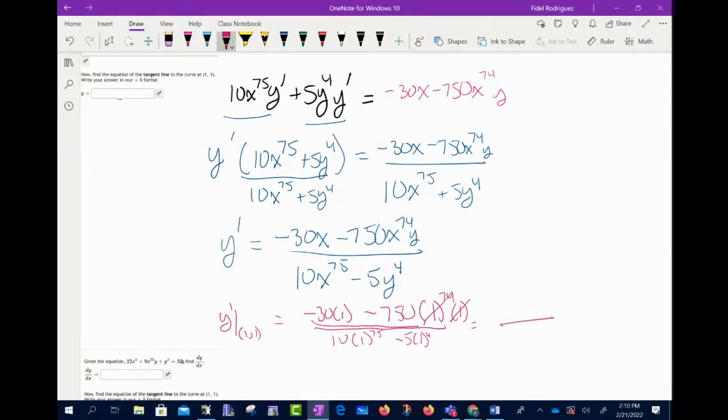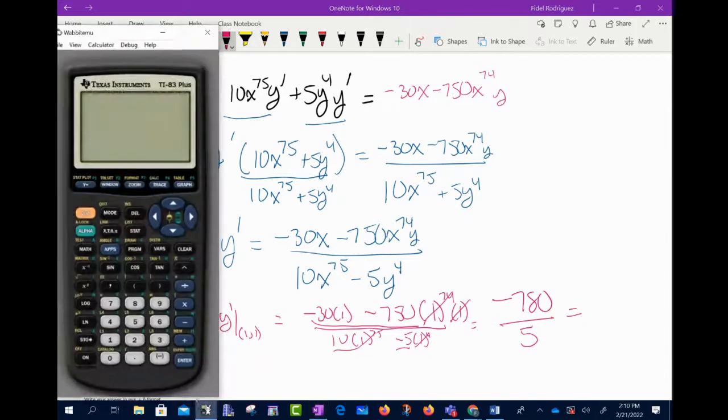Minus 750, wouldn't that be a negative 780, right? Okay, and on the bottom, if 1 to the 75th is 1 and 1 to the 4th is 1, 10 minus 5 would leave me with a 5, because I'm just plugging in the number 1. Okay, and then the last thing I'm going to do is divide that out. So 780 divided by 5, negative 157.